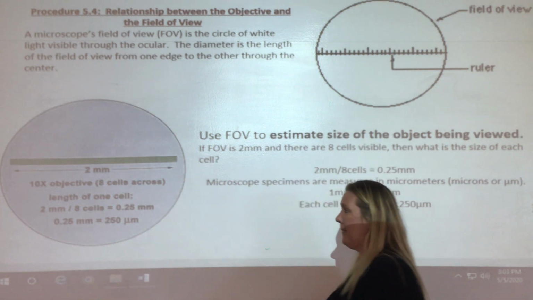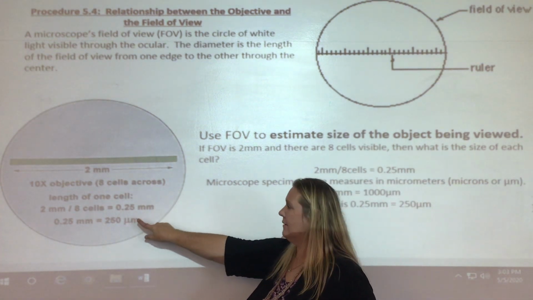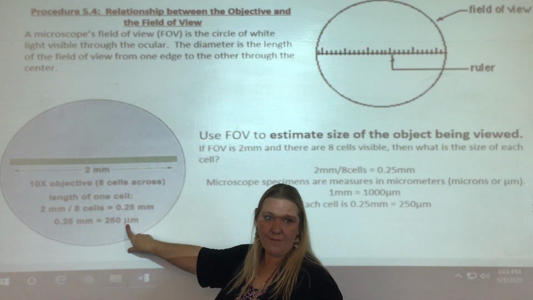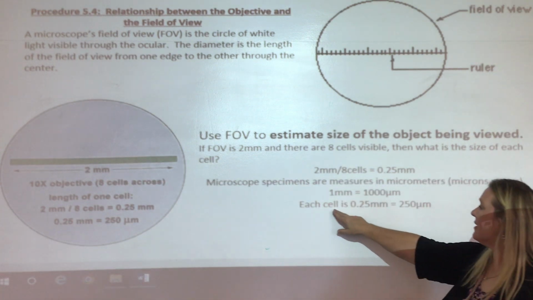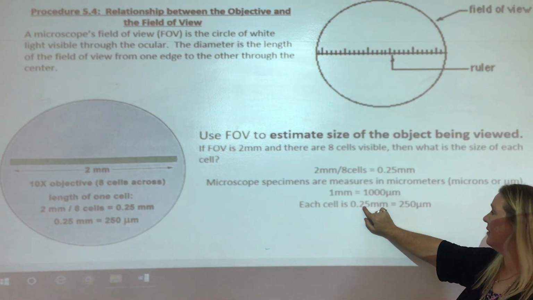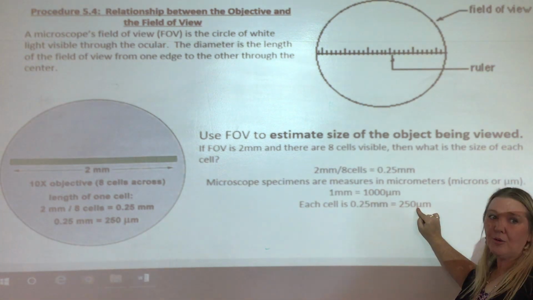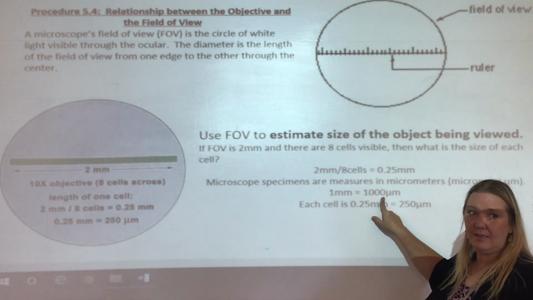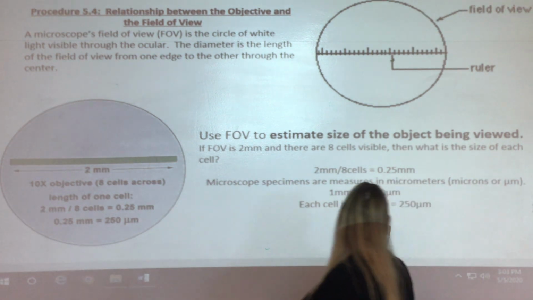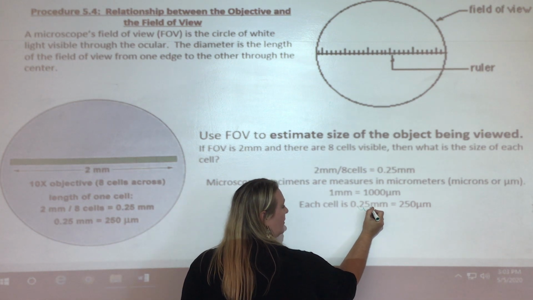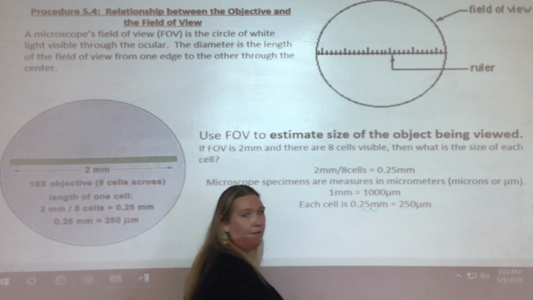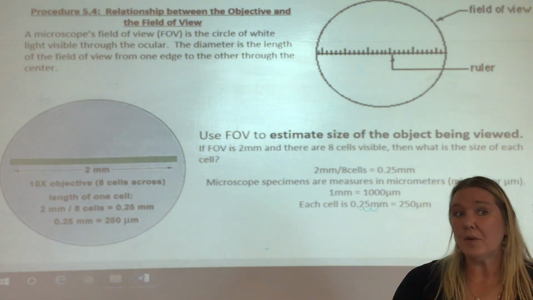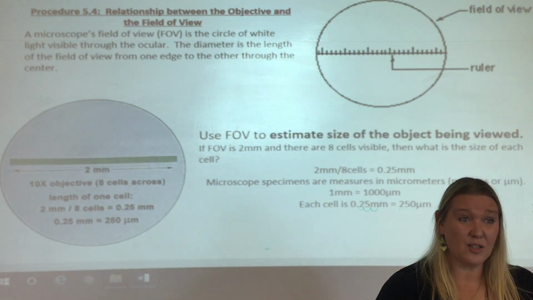And going across, okay? And here's another conversion practice. Millimeters to micrometers. So each cell is 0.25 millimeters, okay? How many micrometers is that? We're going to move the decimal 3 places, 1, 2, 3, to make it 250 micrometers, okay? So it's important to know what the field of view is so you can estimate the size of what you actually are looking at, okay?